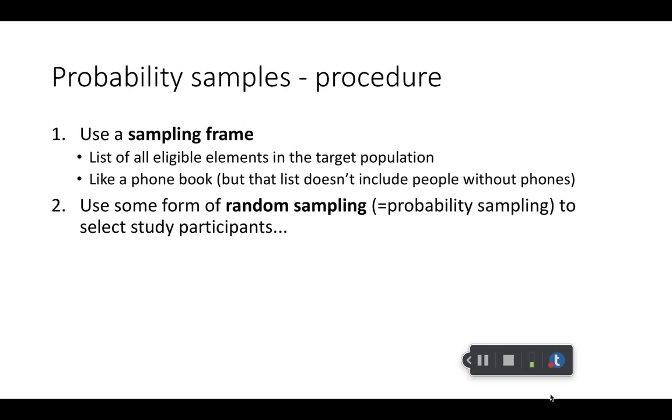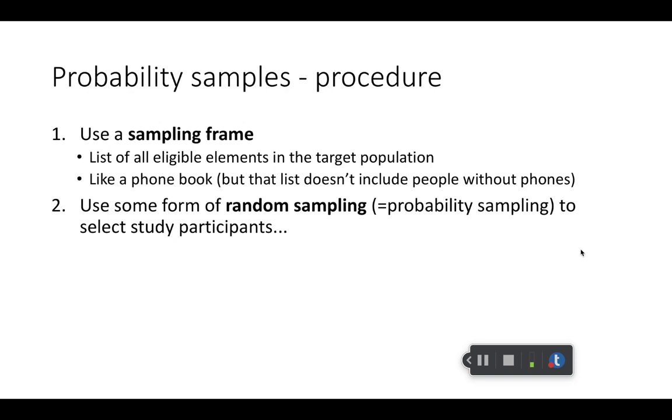And if a sampling frame includes a list of all of the eligible elements, then we're going to take a sample from that list. So you could think of this like an old-fashioned phone book that has names and addresses and phone numbers of people, but that's not a comprehensive list of all of the residents of a village, let's say, because it doesn't include the people who live there who don't have phones. So you have to think very carefully about whether your sampling frame really includes all of the people in your target population, or whether it systematically excludes some people.